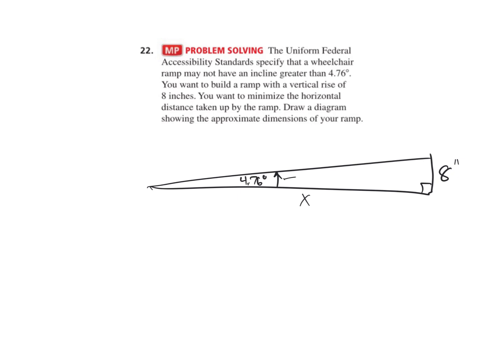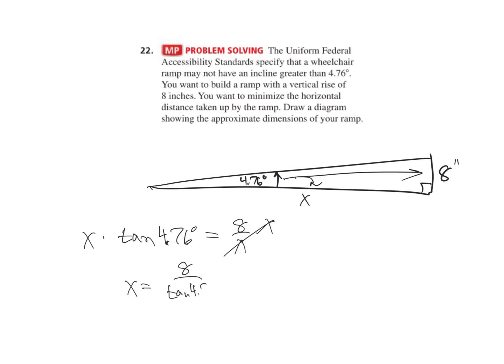So what do we have from this corner? Opposite and adjacent. So the tangent of 4.76 degrees is equal to 8 over x. Well, multiply by x on both sides, and then divide by the tangent of 4.76, and that'll tell you what x can be. So 8 divided by the tangent of 4.76 is 96.1 inches. So basically 8 feet.